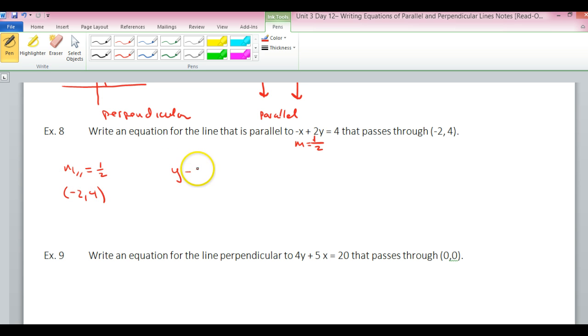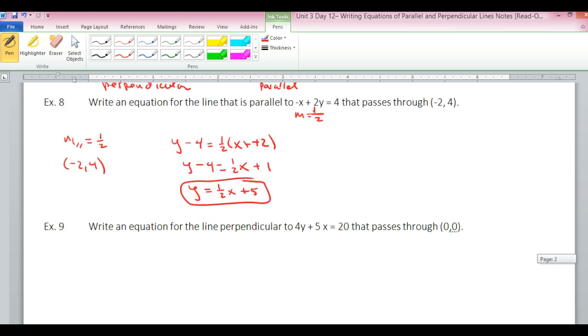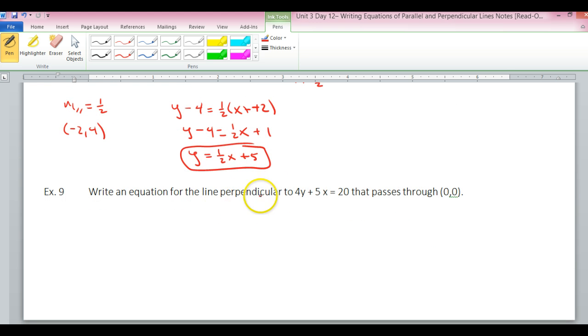I can write the equation of my line. Y minus 4 equals 1/2 times x minus -2. Bling bling it. Go ahead and solve for y. 1/2 x plus 1. Oops. And y equals 1/2 x plus 5. Now I got the 5 by adding 4 to both sides. Again, try the last one on your own and then come back and unpause it to make sure you understand it.